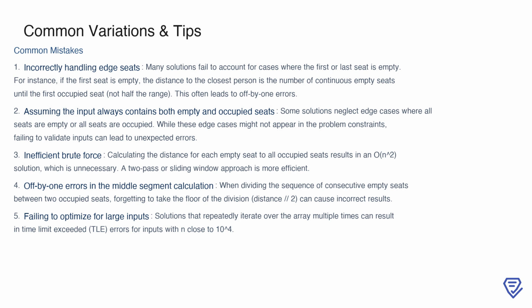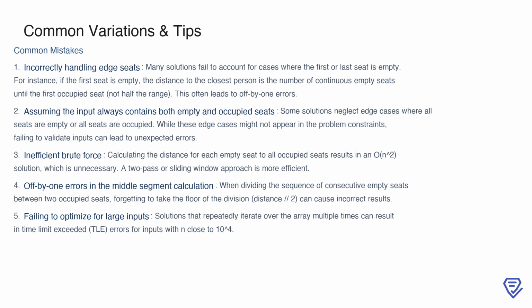First, be careful with edge seats, like the first or last seat in the row. If the first seat is empty, the distance to the closest person is the entire stretch of empty seats up to the first occupied seat, not half the range, which is a frequent source of off-by-one errors.